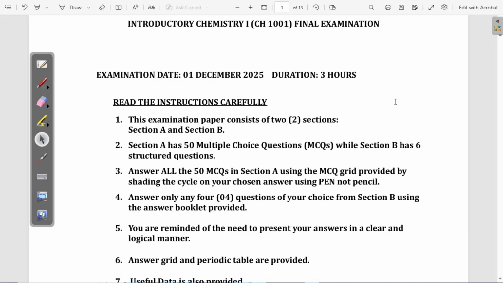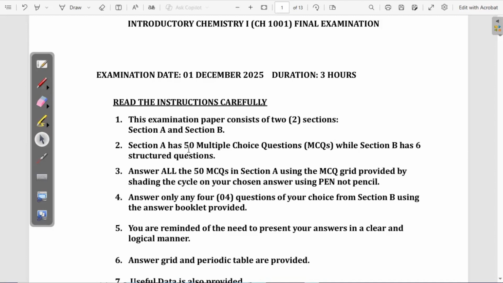Today we'll be looking at the 2025 July intake final exam for chemistry. This paper has two sections, Section A and Section B. Section A has 50 multiple choice questions, as you can see there, and Section B has 6 structured questions.